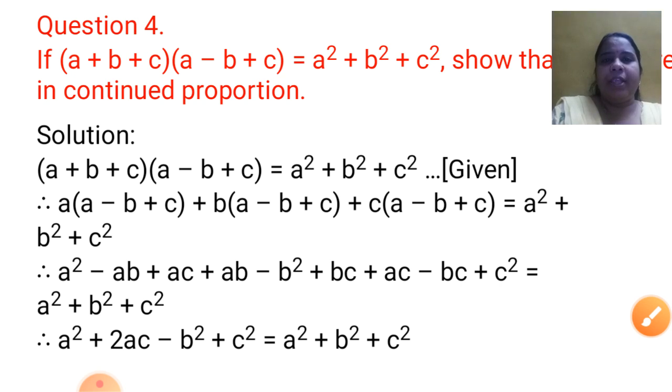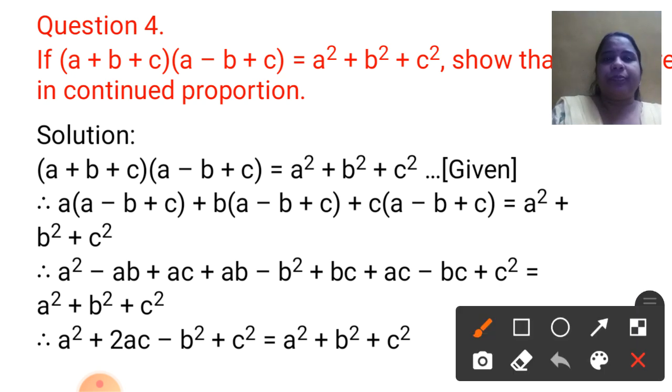A into A is A square, right? See this. A into A, A square. A into minus B, minus AB. A into C, AC. The first bracket is done. Now open here. B into A, AB. B into minus B, minus B square. B into C is BC. Same way the second one is done.